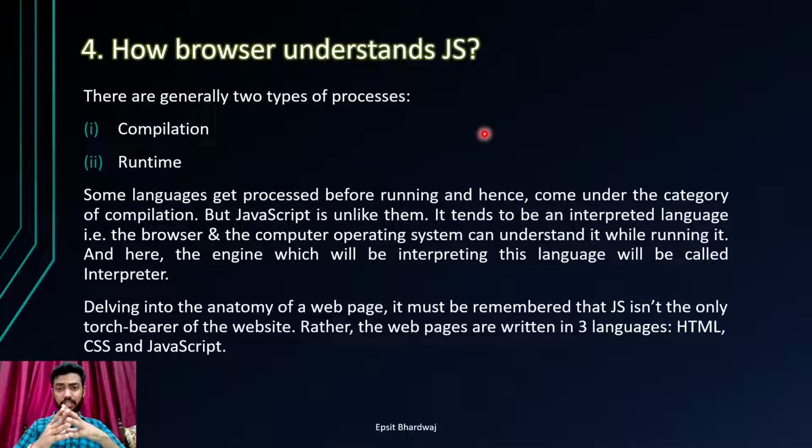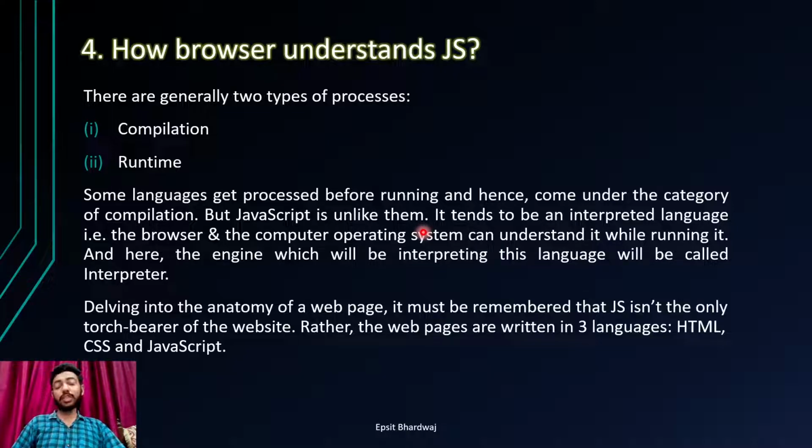How does the browser understand JS? Well, there are generally two types of processes. First, compilation. Second, runtime. Compilation, let's see. Some languages get processed before running and hence come under the category of compilation, for example C or C++ or Rust. These all work in compilation time and hence require a compiler. But JavaScript, a dear beloved JS, is unlike them.